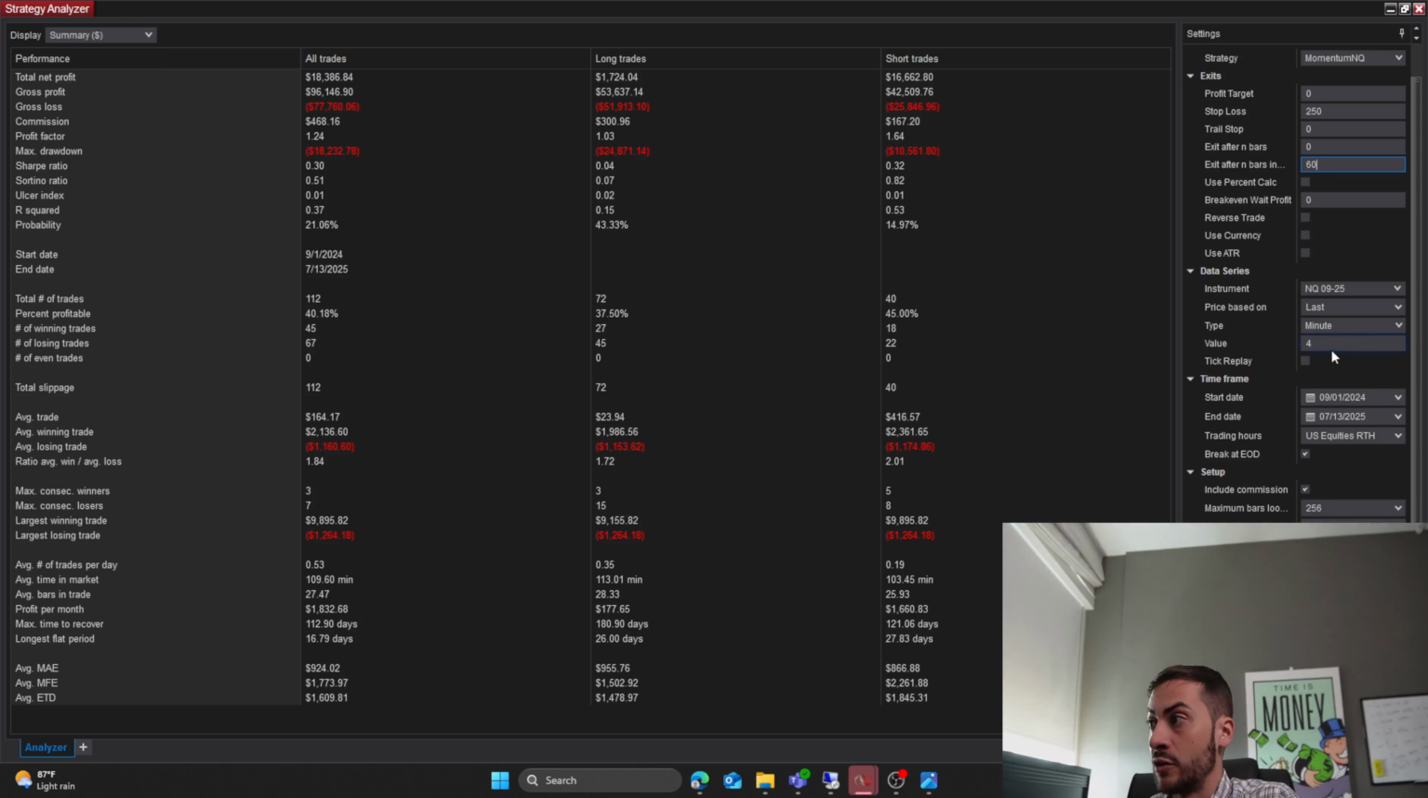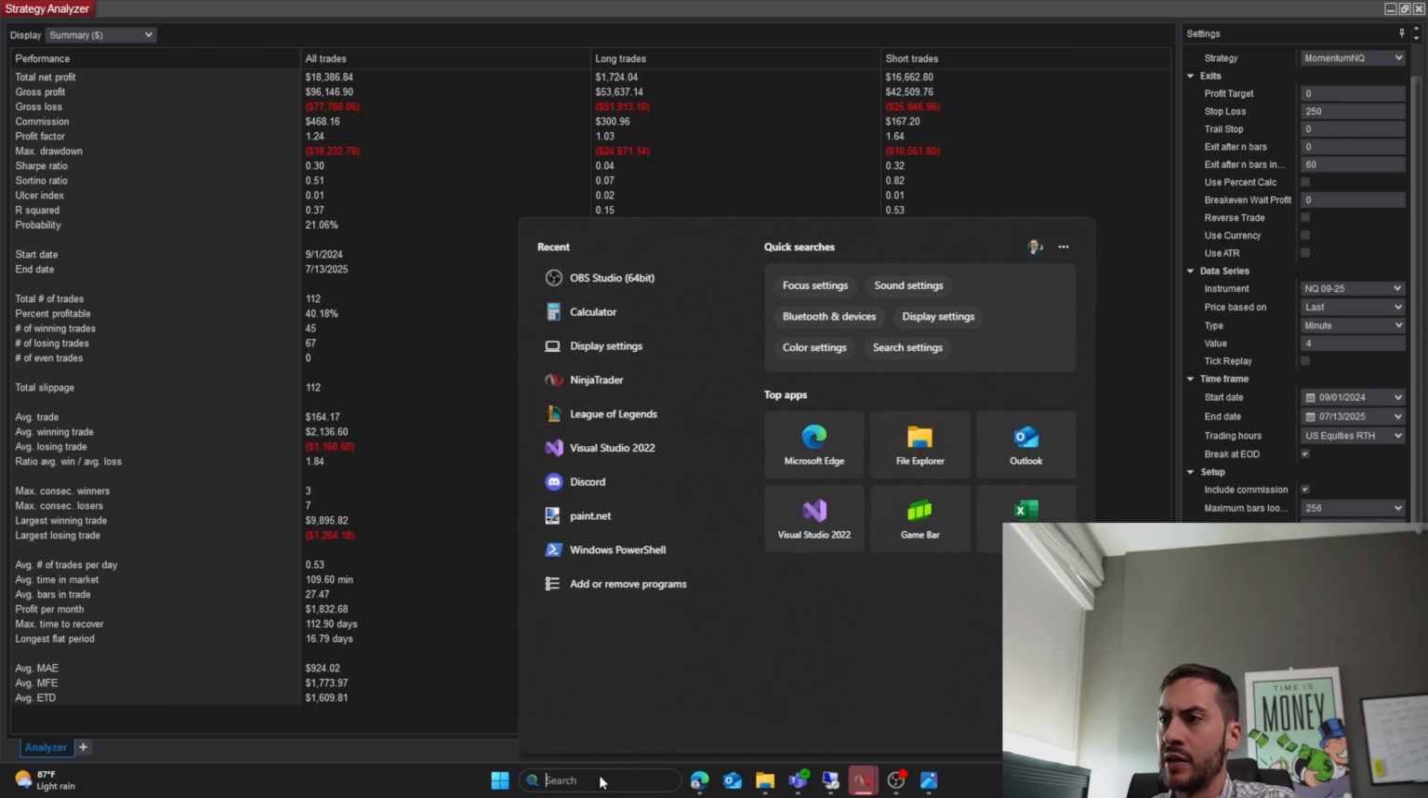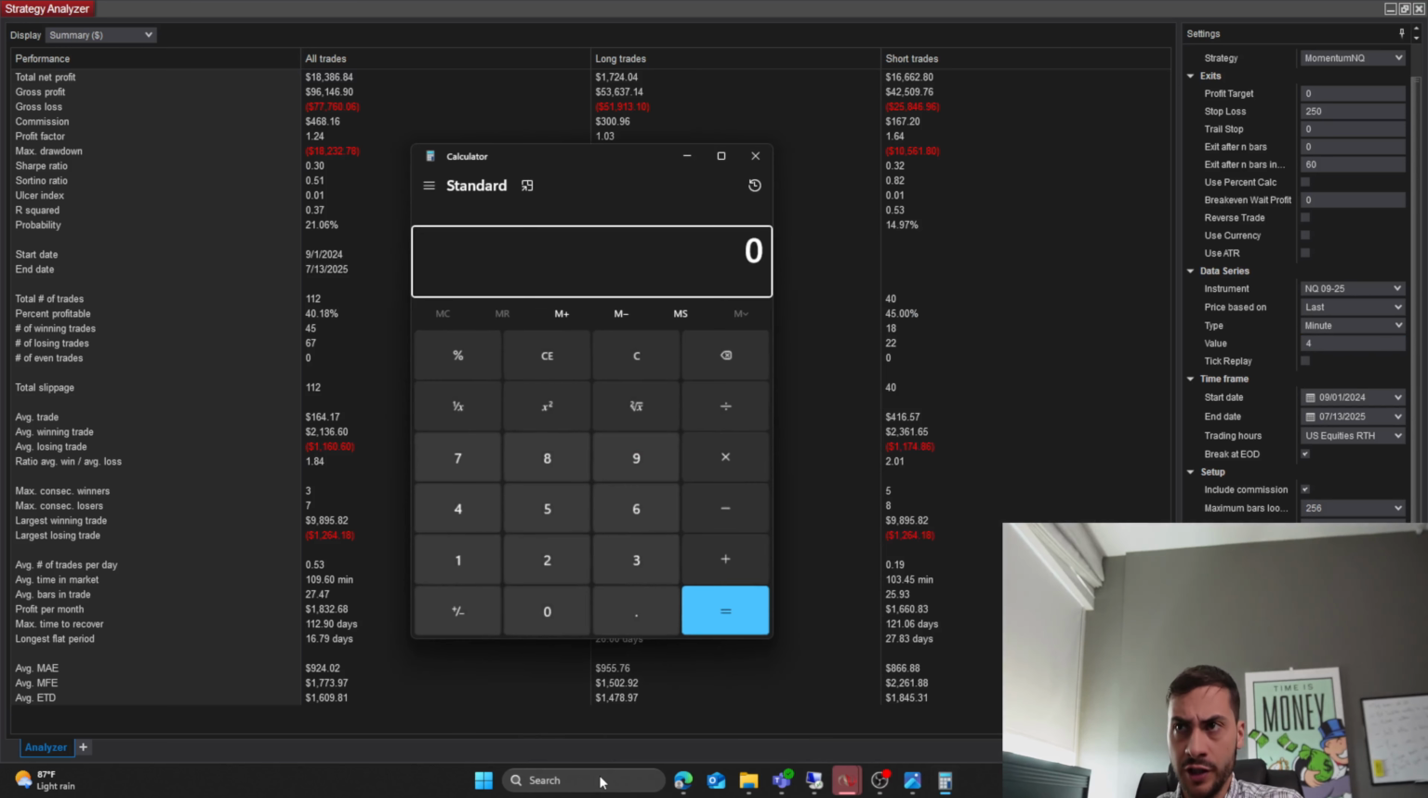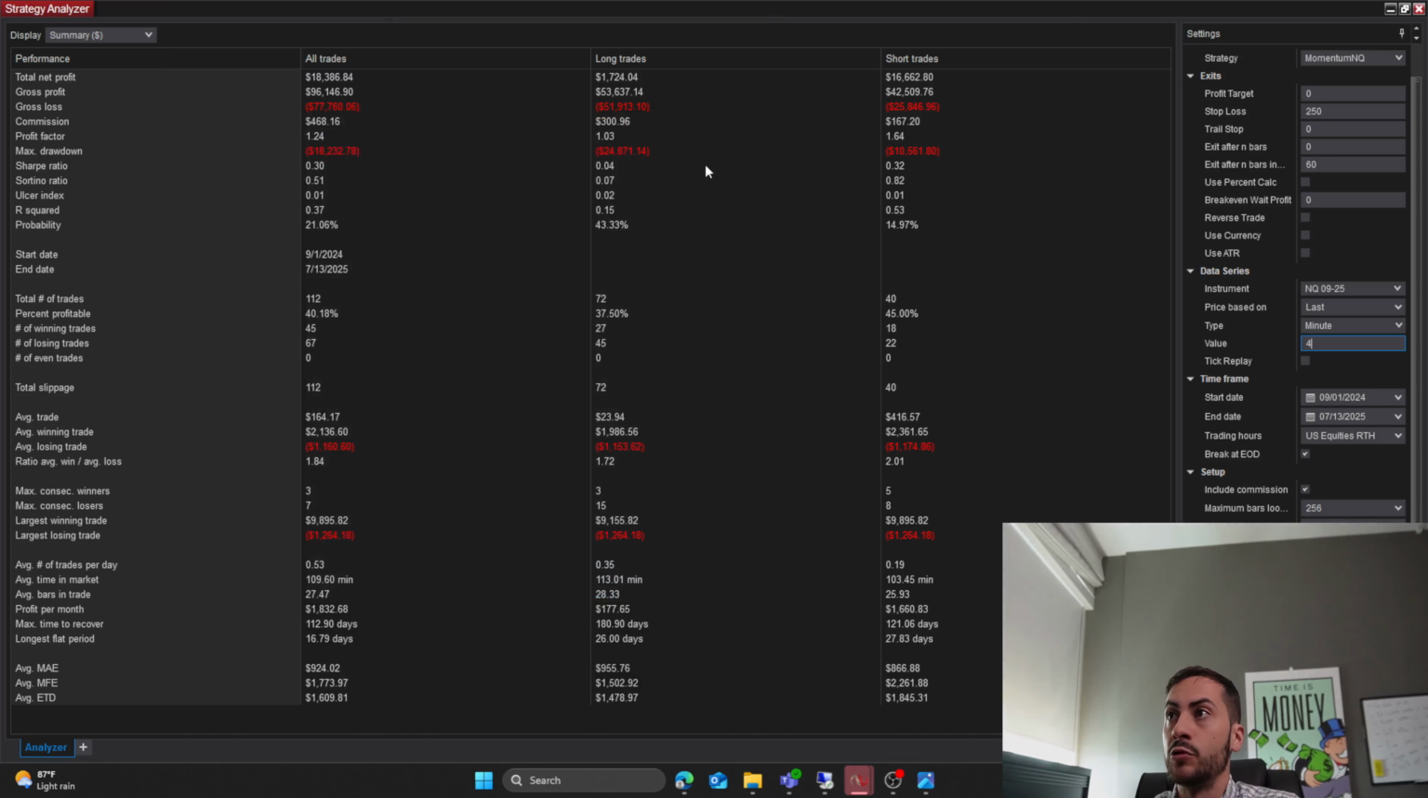Now, because it's on 4-minute bars, it's 60 four-minute bars, and if my math is correct, that should be 240. Yeah, so 240 minutes, it will sell if you're in profit. So that's roughly around 4 hours, it'll be selling.